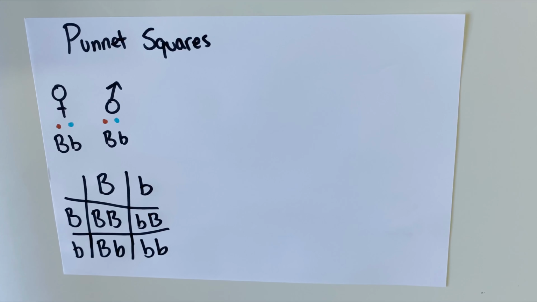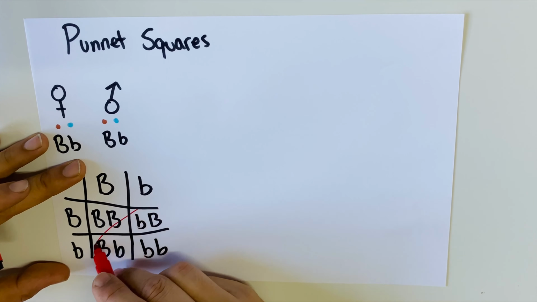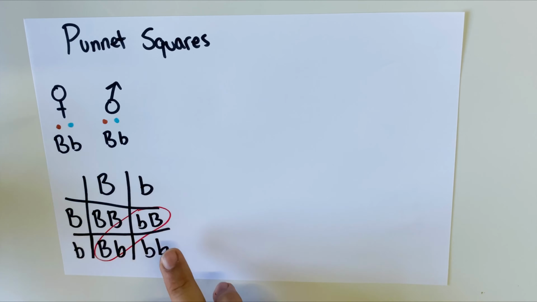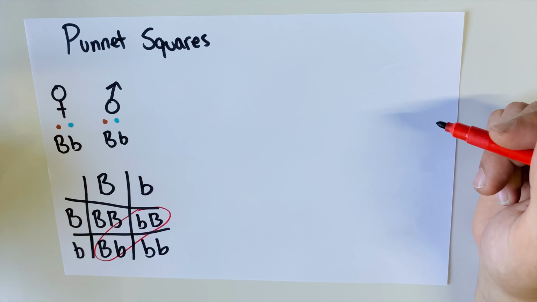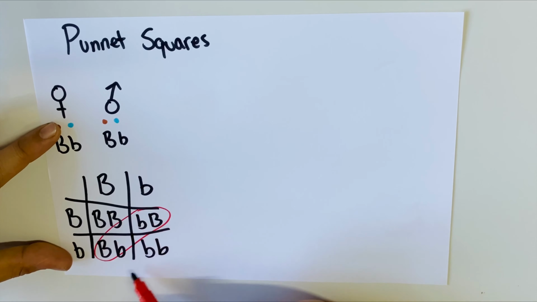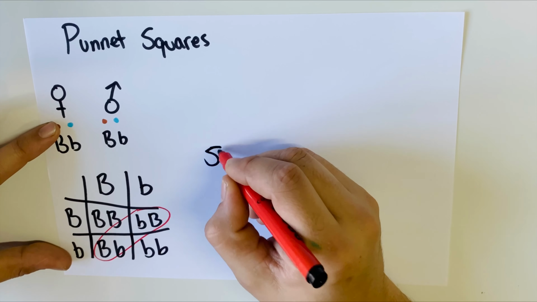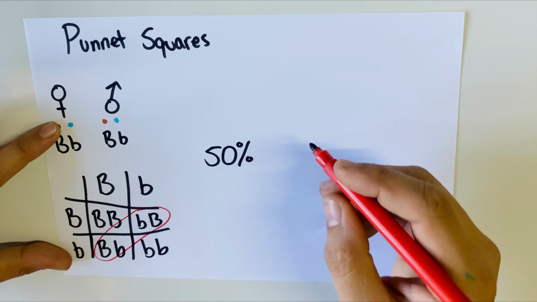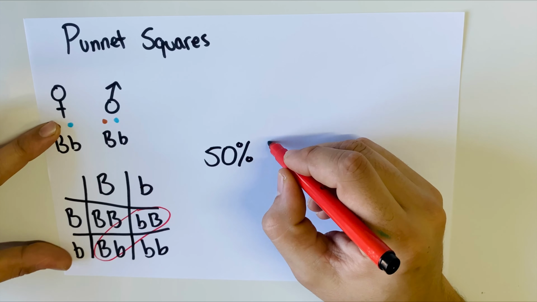Now there is something key to point out here. Where we see these two combinations for the offspring, this is capital B, little b and this is little b, capital B. They are in fact the same thing, just written in reverse. It just means that both of these offspring would be heterozygous. Now we can look at what percentage it is: 2 out of 4, which is 50%. So 50% of the offspring would be capital B, little b.